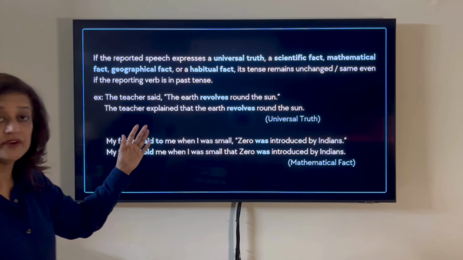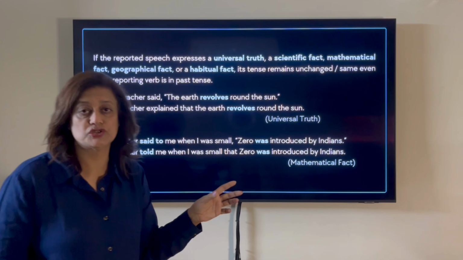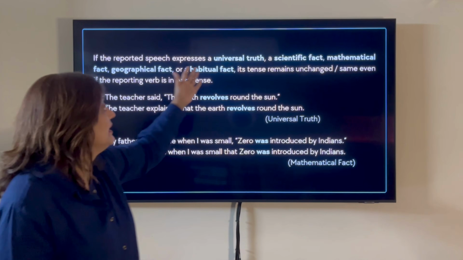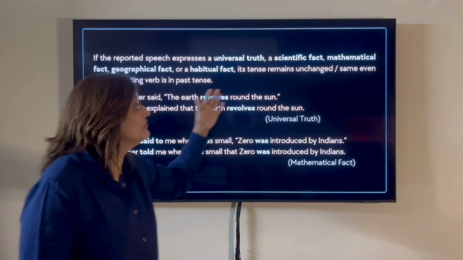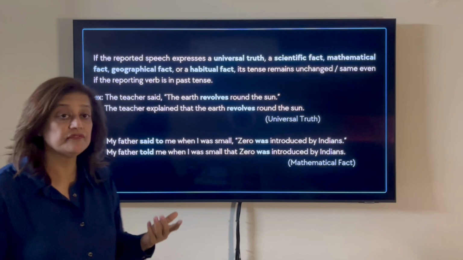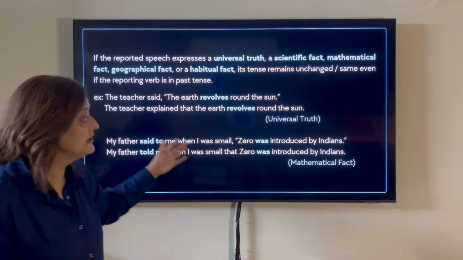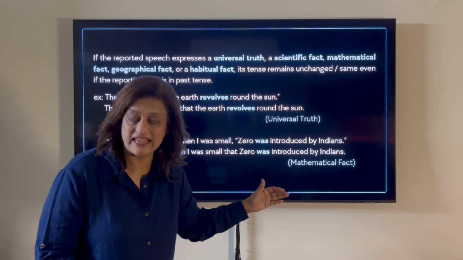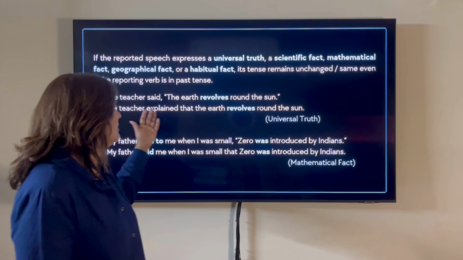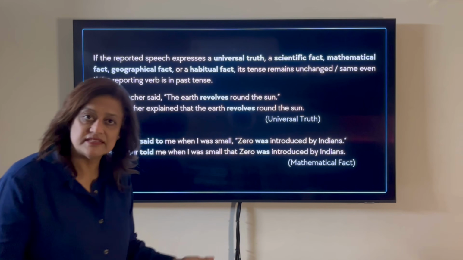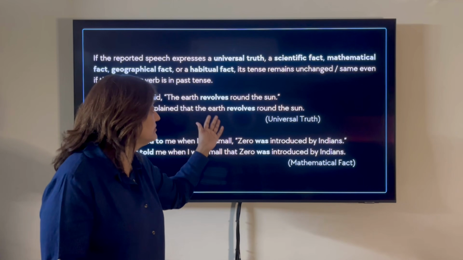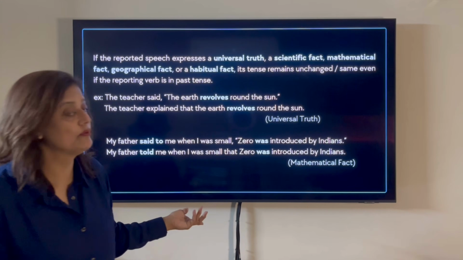Next, sometimes the verb inside the reported speech remains the same. Why? If the sentence is a universal truth, scientific fact, mathematical fact, geographical fact or habitual fact, then the sentence remains the same. No change takes place. The teacher said, "The earth revolves round the sun." The sentence remains the same. The teacher explained that the earth revolves round the sun, being a universal truth.